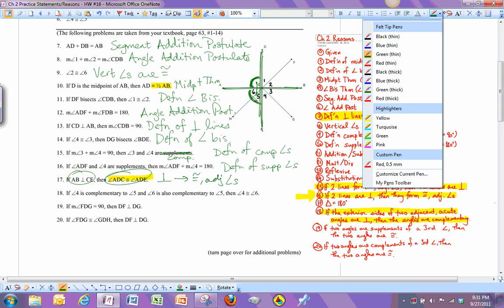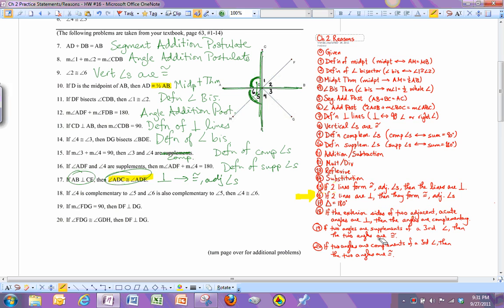Okay, the next one says that we've got 4 is complementary to 5 and 6 is also complementary to 5. So we got a couple angles here, 4 and 6, that are complements with just the 5. Okay? And so it says if 4 is complementary to 5 and 6 is complementary to 5, then 4 and 6 are the same. So let's look at the ones that deal with complementary.